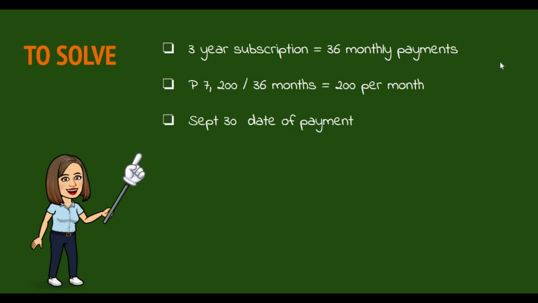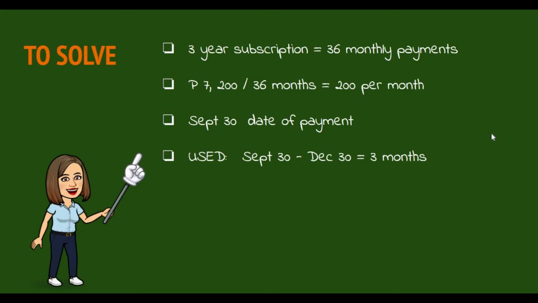So we will now compute how much of the monthly payments have been used. September 30 is the date of payment. So when we are counting, we do not include the month of September anymore. Since September 30 is the last day of September, we start counting October, November, December. So we will note that the used portion of Mr. Tibbs is 3 months, from September 30 to December 30.